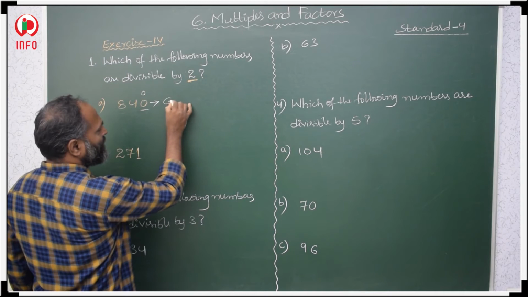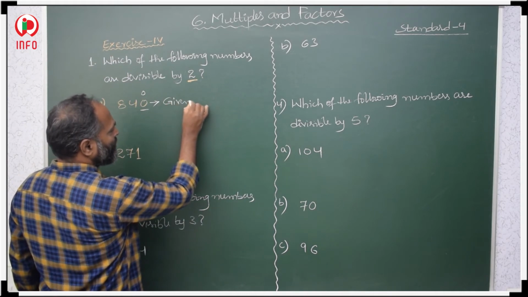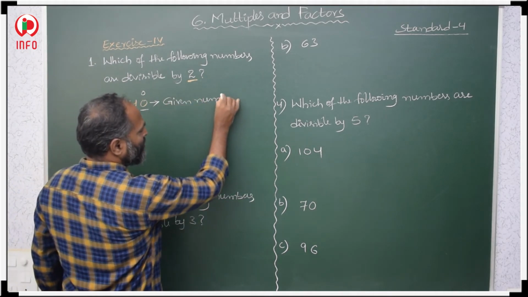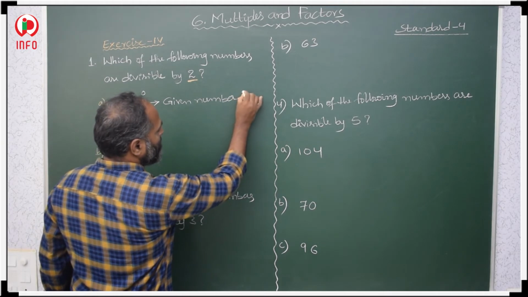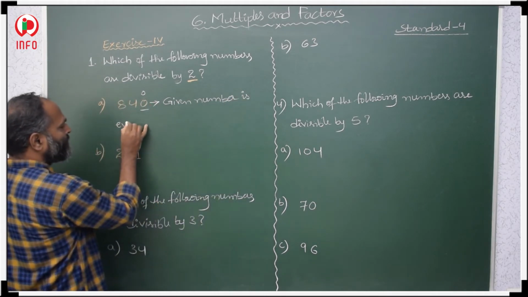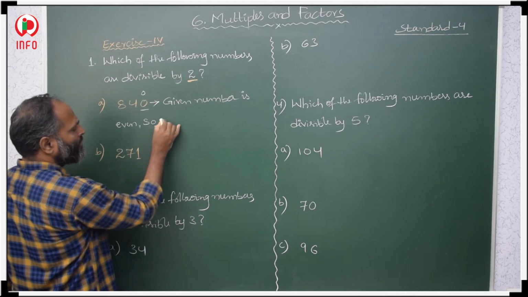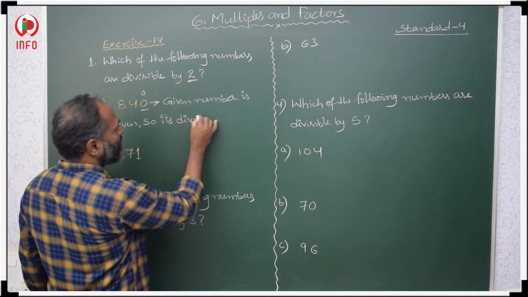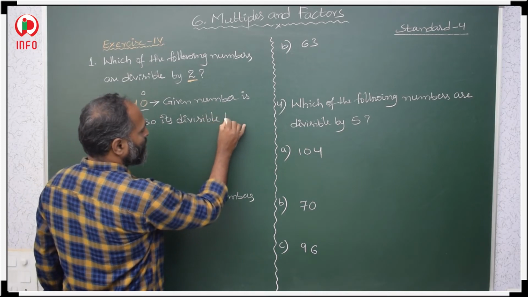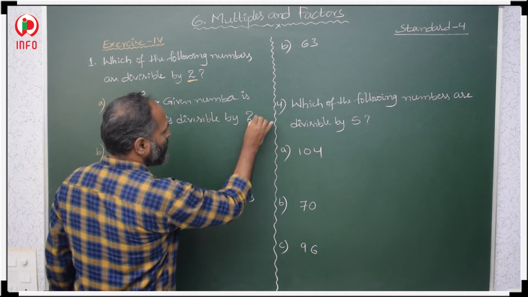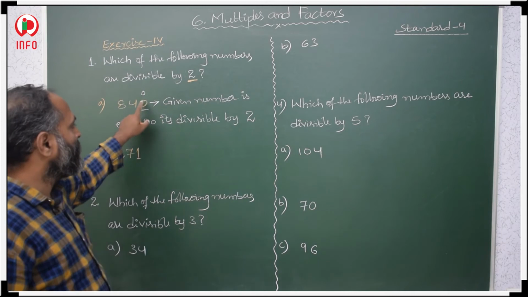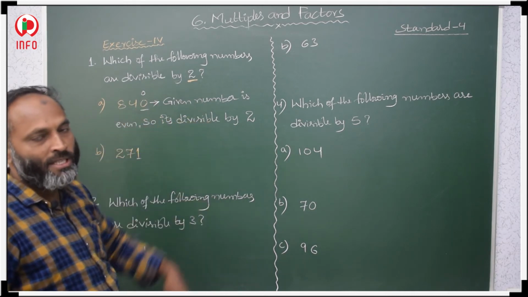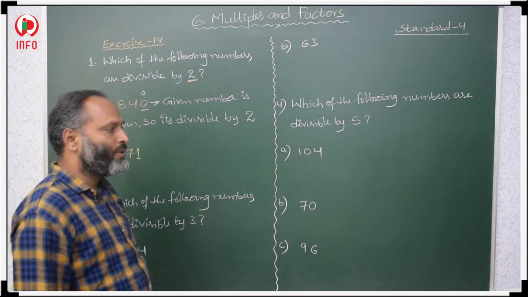So the given number is even, so it is divisible by 2. The last digit is 0, and 0 is an even number. So this number is even, it is divisible by 2.